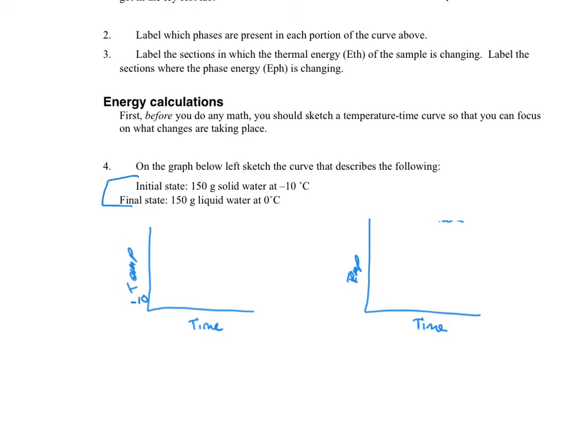and it's water. So the final state is going to be liquid water at 0 degrees Celsius. So the first thing it's going to do is get up to the melting point, which is 0 degrees Celsius. The final state is 150 grams, so 100% of it is melting, and it ends up as liquid water at 0 degrees Celsius. So that's what the time temperature graph is going to look like for number 4.